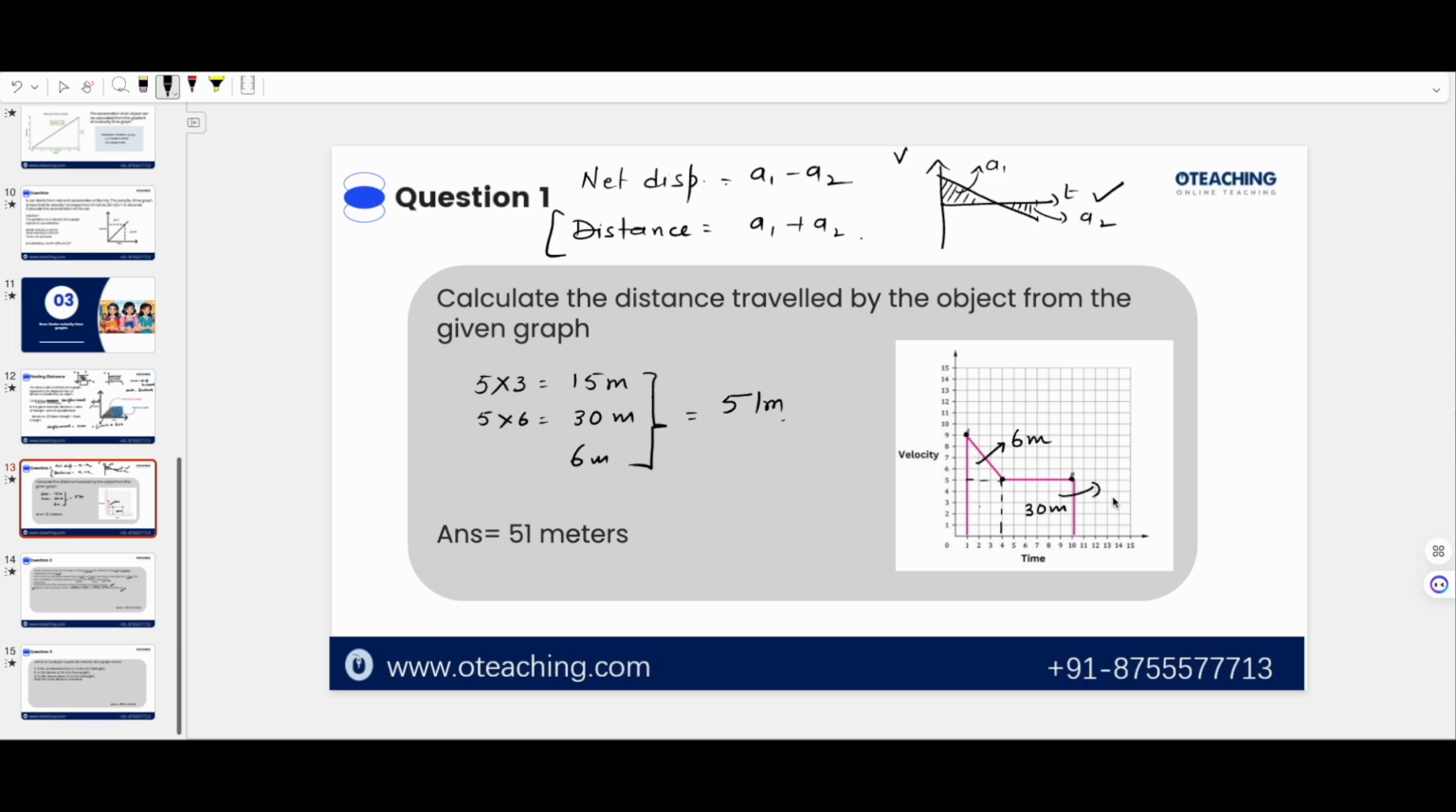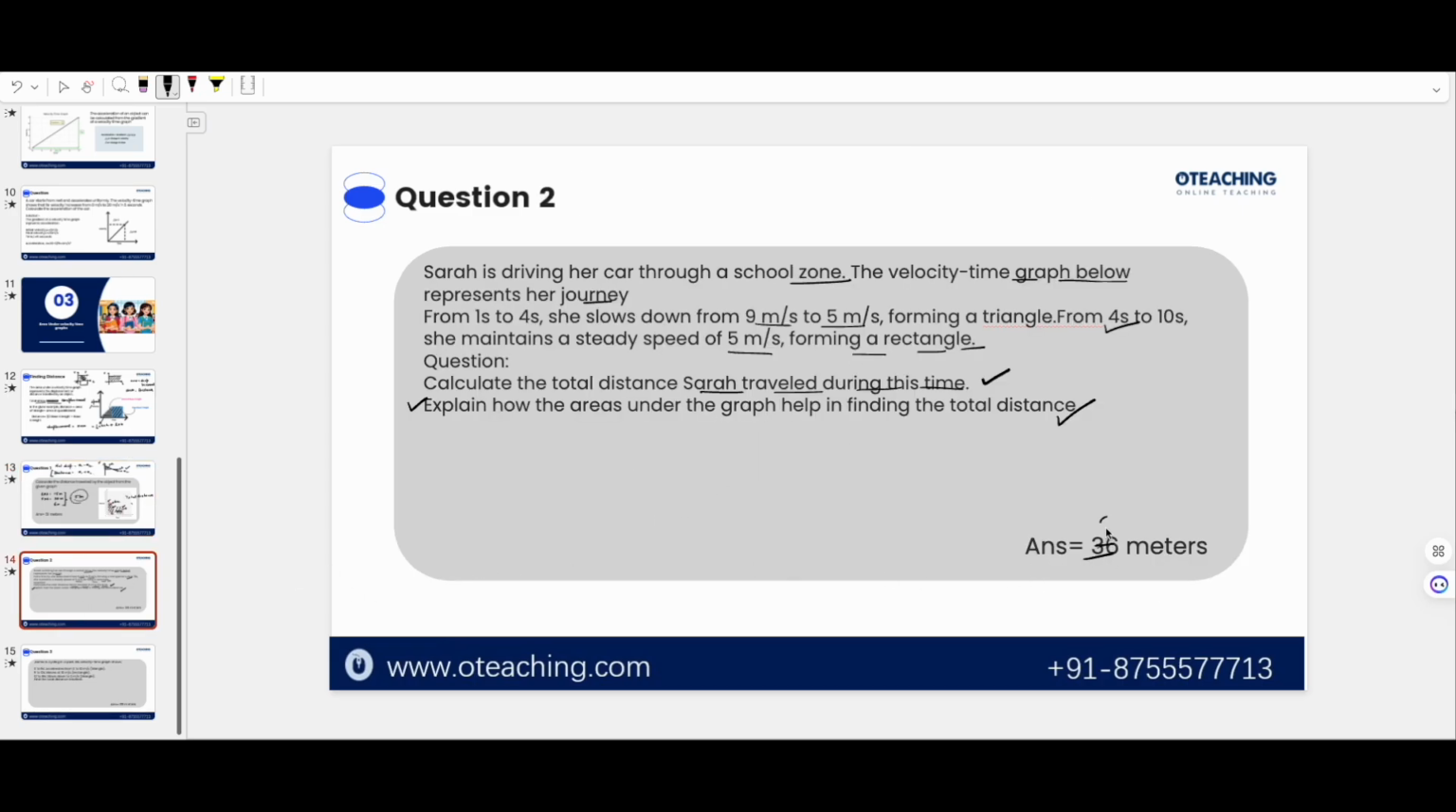Okay, now in this case, the total distance traveled here, I'll just calculate the area, right? She started from here, ended up here, and then she reached here, correct? So the total area I'll be calculating, correct? And that will give me 51 meters. Please ignore the answer here. It is 51 meters, right?